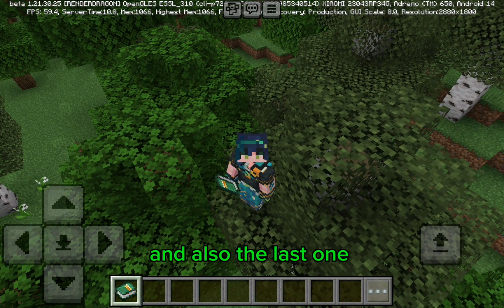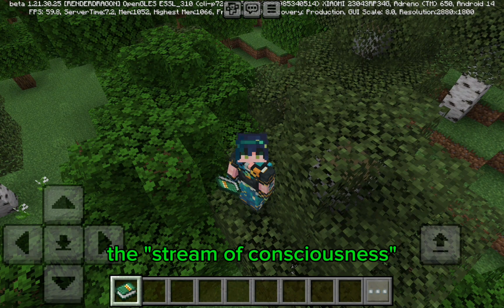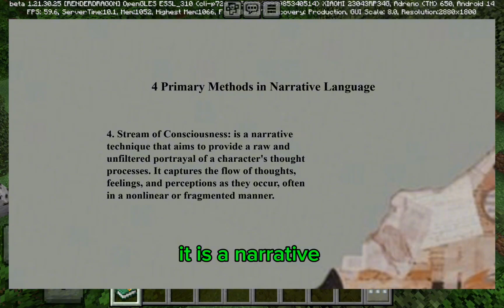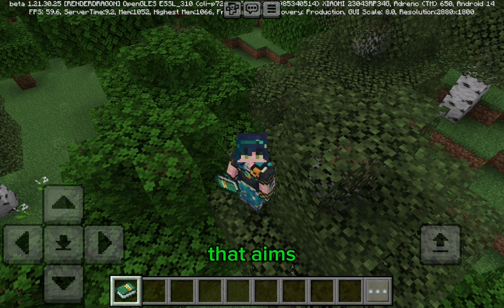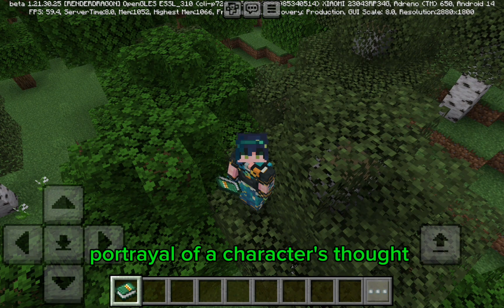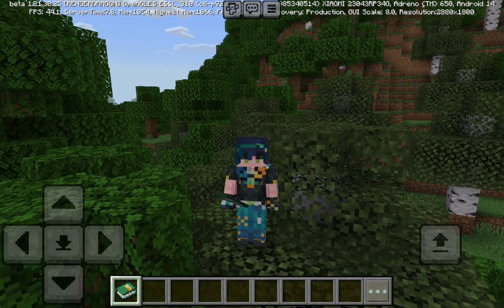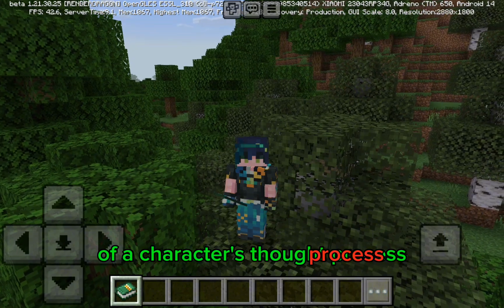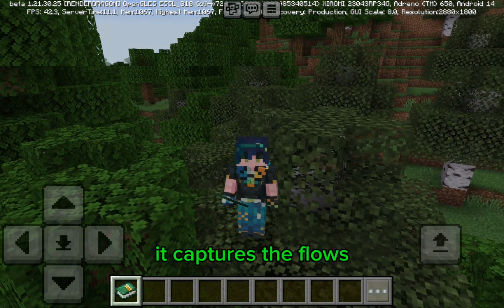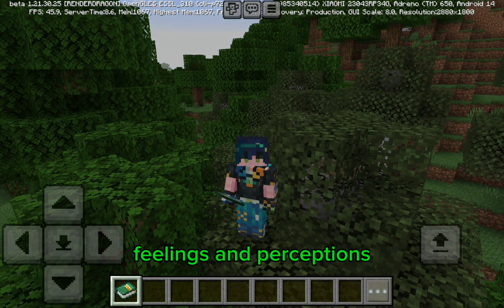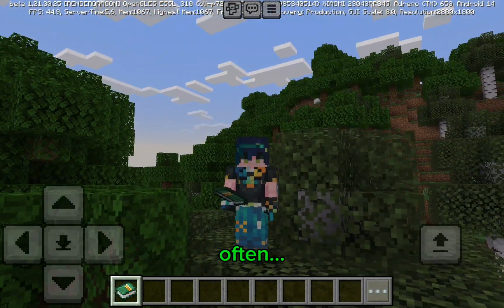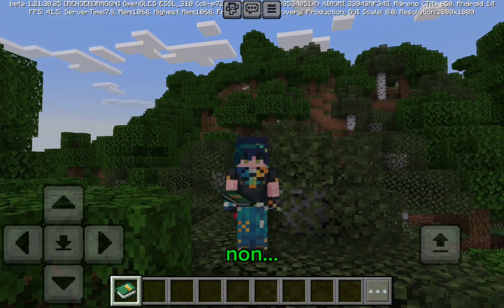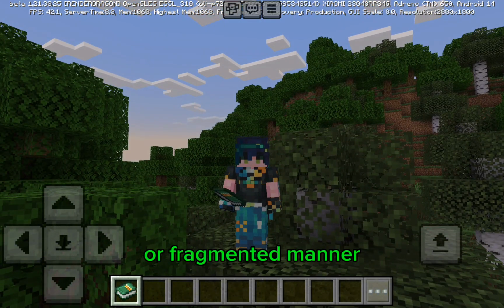The fourth one and also the last one is the stream of consciousness. It's a narrative technique that aims to provide a raw and unfiltered portrayal of a character's thought processes. It captures the flow of thoughts, feelings, and perception as they occur, often in a non-linear or fragmented manner.